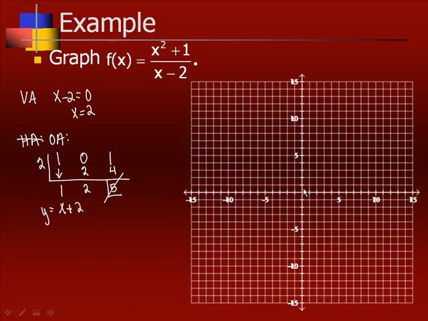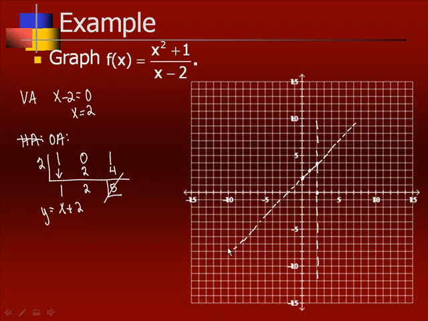So if we were to sketch these on here, vertical asymptote x equals 2. So that's going to take off right through here. Oblique asymptote y equals x plus 2. Well, that has a y-intercept of 2. Slope is 1. So this is this little line right here. Now remember, these are not technically part of the graph, but we're going to put them on there just so we'll know where our graph is going.